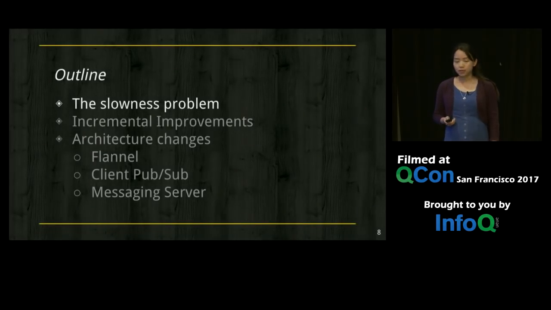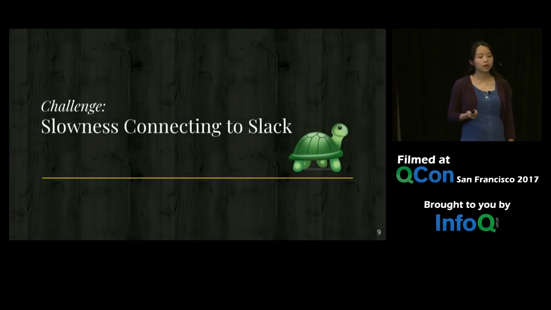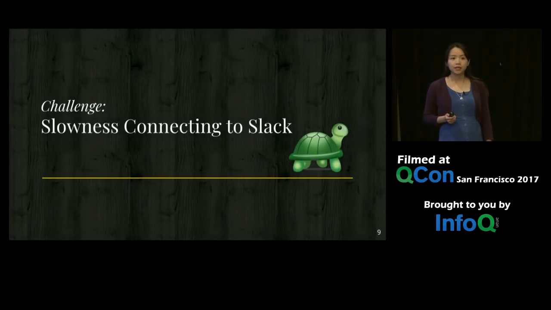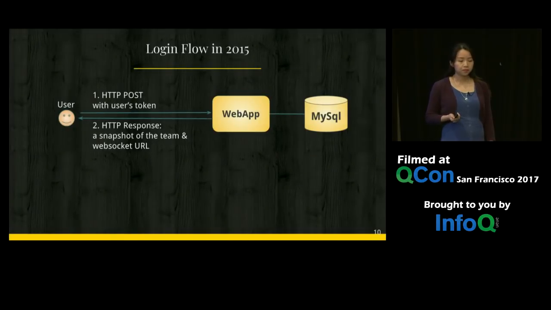The problem we had was that users experienced slowness connecting to Slack. The problem first showed up in 2015. To understand why that's a challenge, let's take a look at the login flow. Imagine you arrive at your office, you've had your first coffee, now you open your laptop and launch Slack. What happens then is your client sends an HTTP POST to the server. The server validates your token and sends back a snapshot of your team.